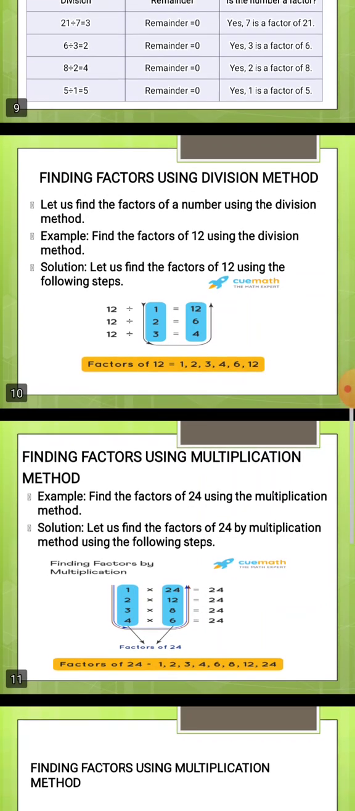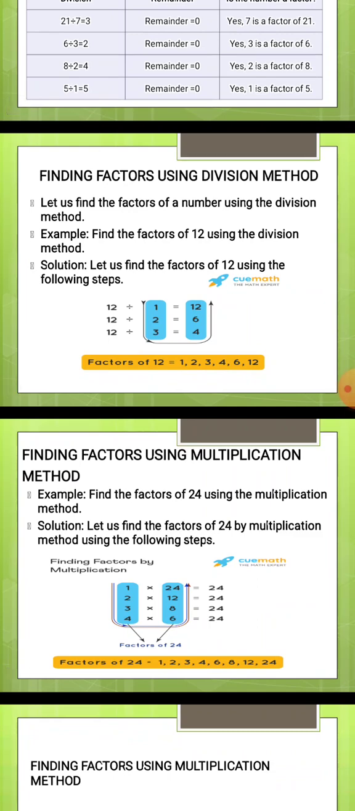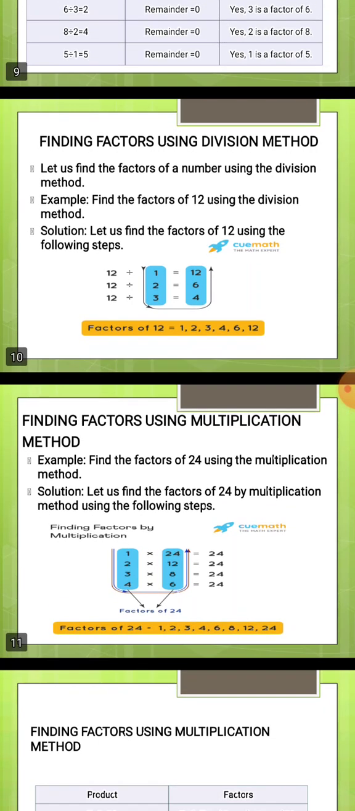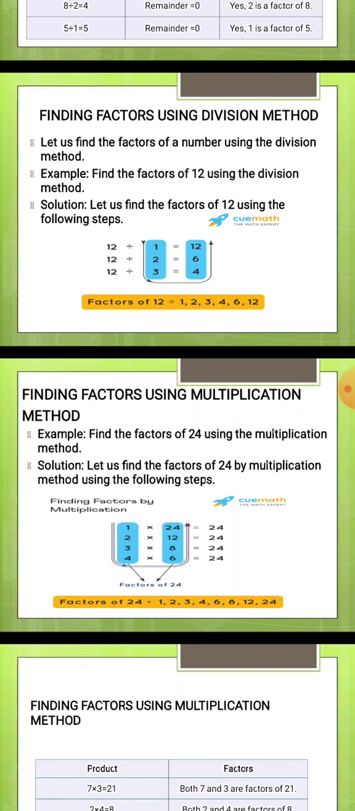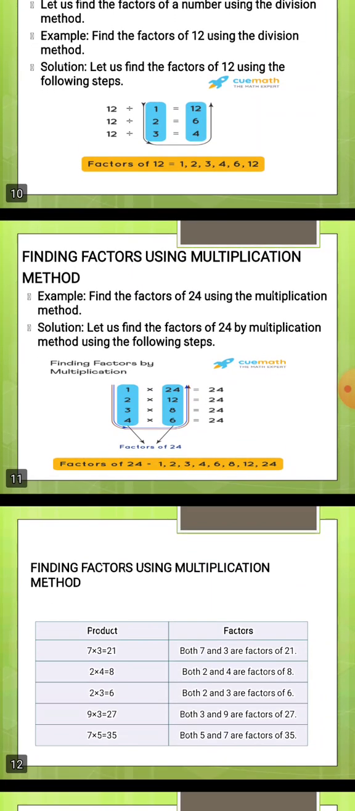Here you can see 12 divided by 1 is equal to 12. Now we are finding the factors of 12. So we start by dividing it with the first number, that is 1, and we can see when we divide 12 by 1, the result is 12. 12 divided by 2 is 6, and 12 divided by 3 is equal to 4. Can you see the numbers which are shaded with blue? 1, 2, 3, 4, 6 and 12. So 1, 2, 3, 4, 6 and 12 are the factors of 12.